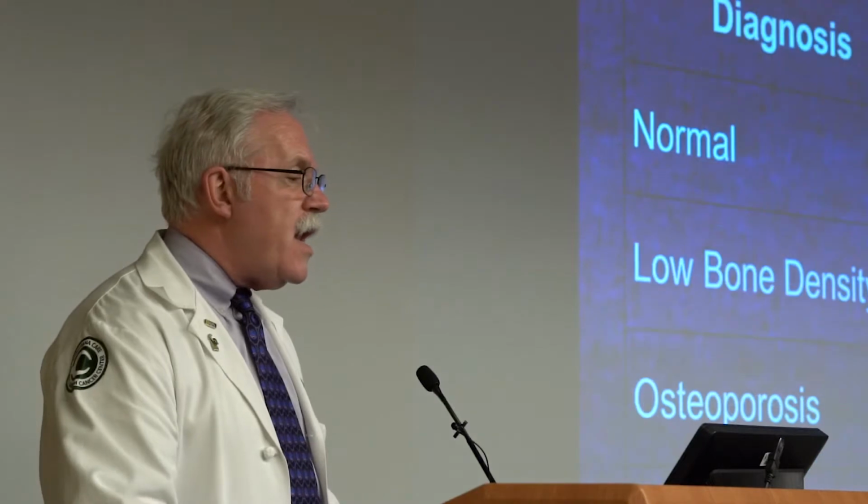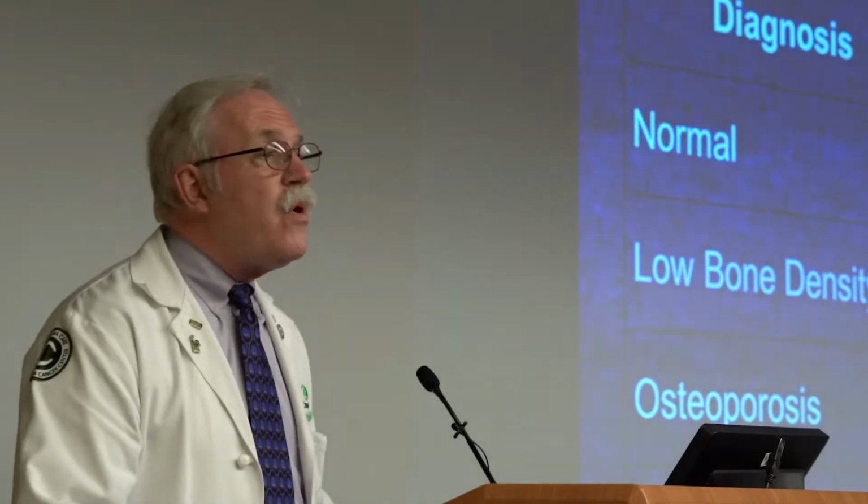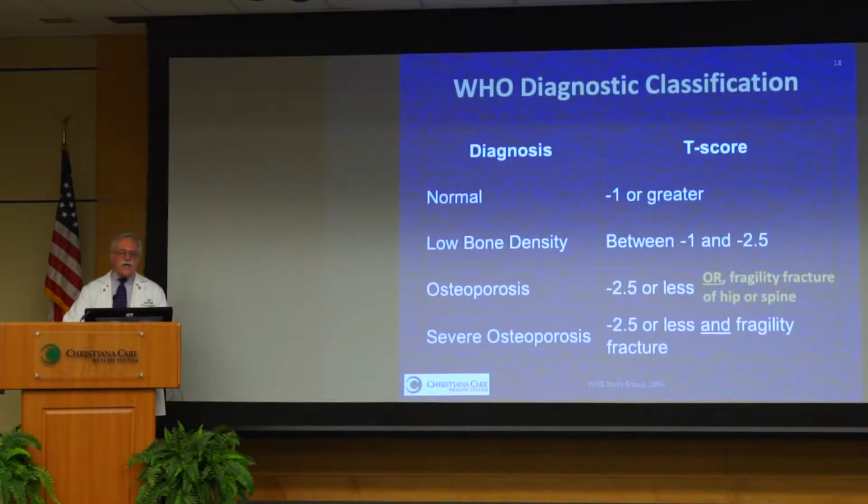So that's why the World Health Organization has defined osteoporosis based on the T-score. And the T-score is in standard deviations of difference. A T-score of -1 or greater is normal. A T-score between -1 and -2.5 is considered to be low bone density. It used to be called osteopenia, but people don't really use that term very much anymore. It's not really a diagnosis. And then osteoporosis is defined as a T-score of -2.5 or less, or a fragility fracture of the hip or spine. That makes a clinical diagnosis of osteoporosis.